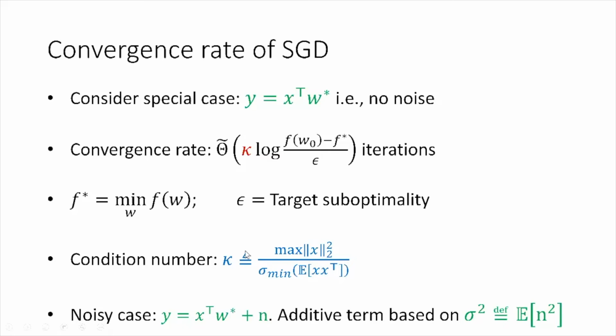It turns out that this is the right notion of condition number for the stochastic setting. The convergence rate again is linear in the condition number times a logarithmic factor that depends on the initial and target optimality. And finally, in the noisy case, where Y is equal to X transpose W star plus some zero mean additive noise, there is an additive term in this convergence rate which depends on the variance of the noise, sigma square, which is defined as the expected value of n square.